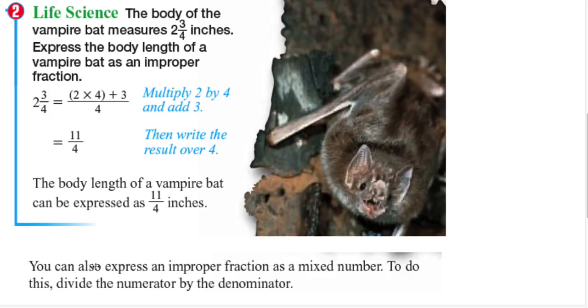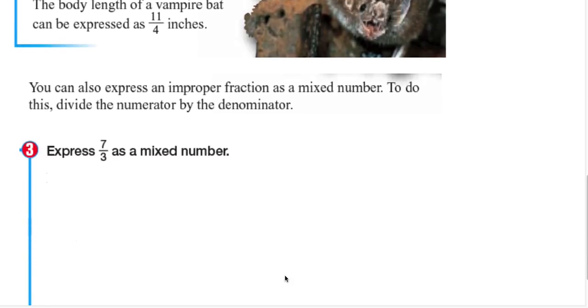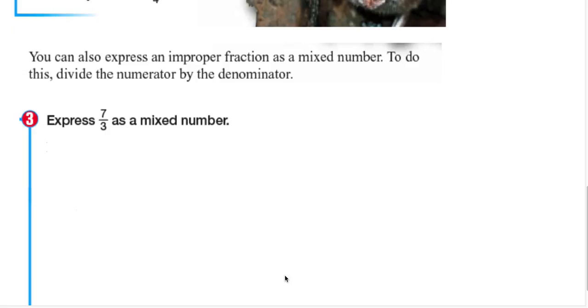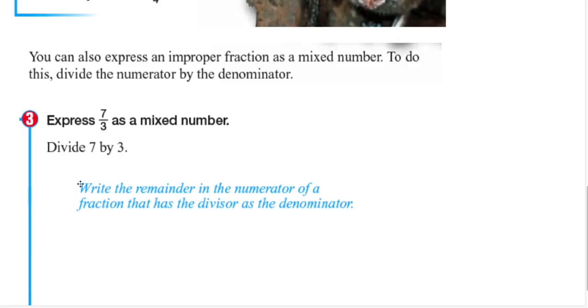Okay, let's do it the other way. You can also express improper fractions as a mixed number. To do this, divide the numerator by the denominator. So if we want to express 7/3 as a mixed number, we need to divide 7 by 3. After doing that, we have a remainder. So write the remainder as the numerator of a fraction that has the divisor as the denominator. What does this mean? So basically what you do is this.